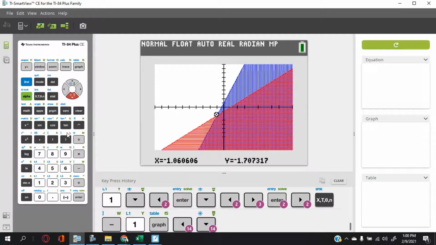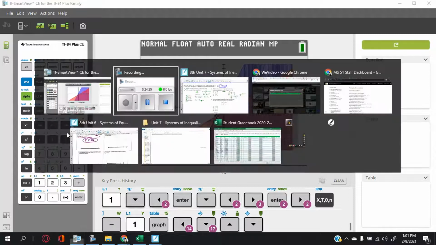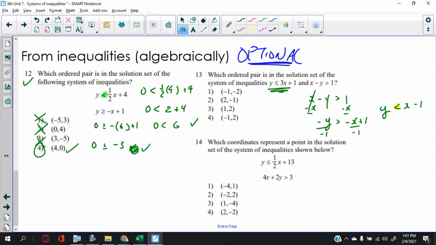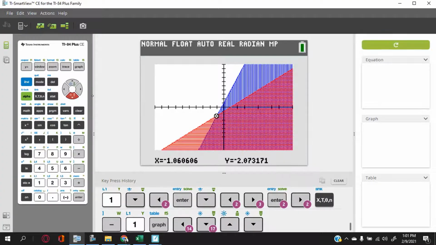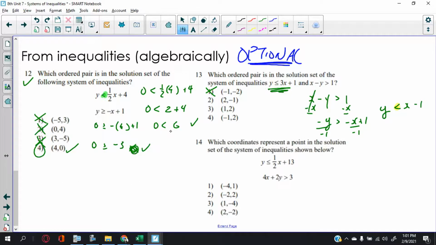Let's see. It's right on, isn't it? Alright, -1, -2, red dotted line, so that's no good. By the way, if you ever want to say, hey, Mr. Ring, how do you know that's really on the line? Zoom. You can zoom in on that. -1, -2, that's no good.